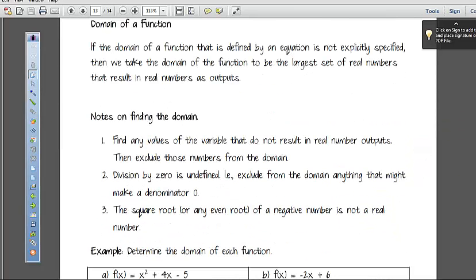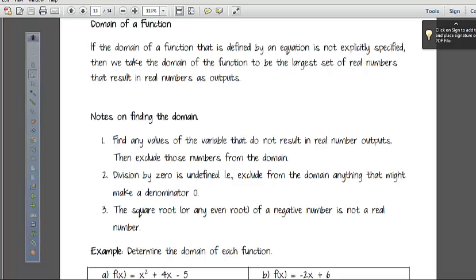Okay, the domain of a function. If the domain of a function that is defined by an equation is not explicitly specified, then we take the domain of the function to be the largest set of real numbers that result in real numbers as outputs. So basically we assume the domain is anything that we can put into the function and get a number out.